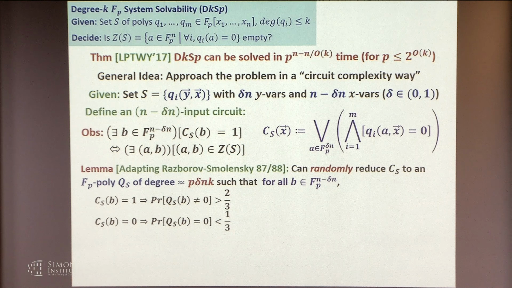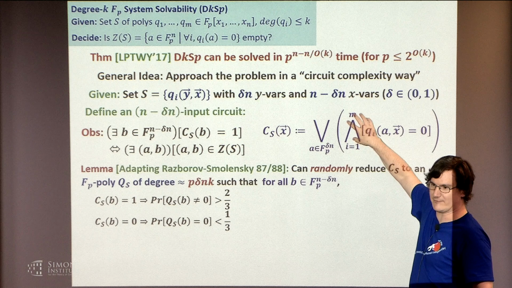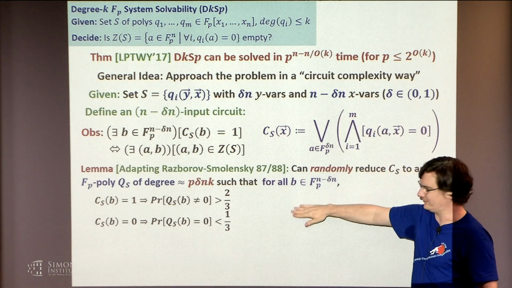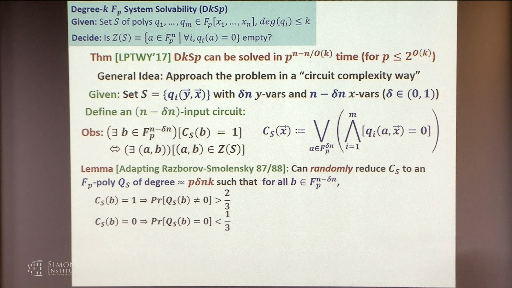So are you doing a union bound over all the b's? No. Over all the different terms in here. So you want to say I have a probabilistic polynomial which has this property. Right. The statement would be for all b, I can randomly reduce.